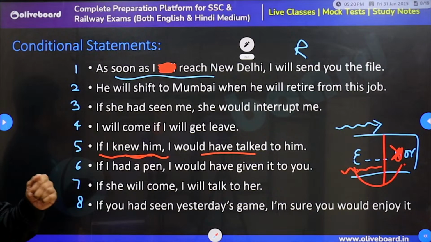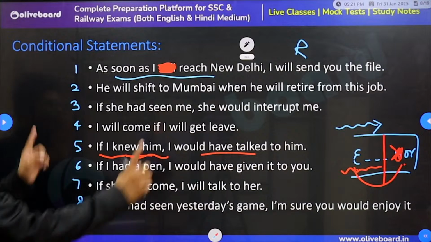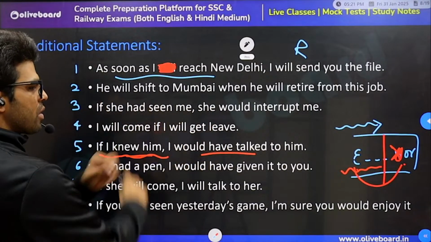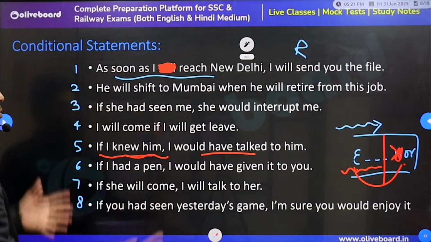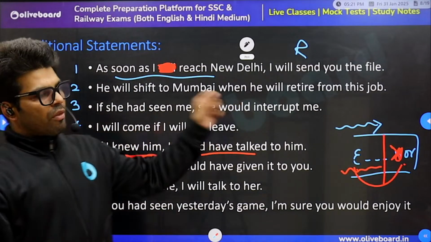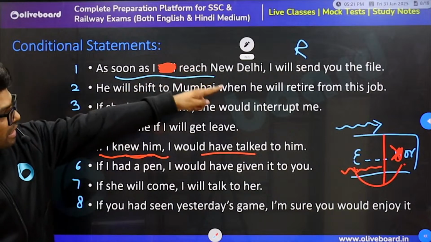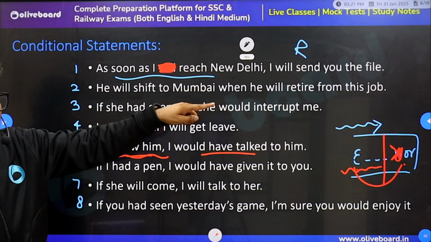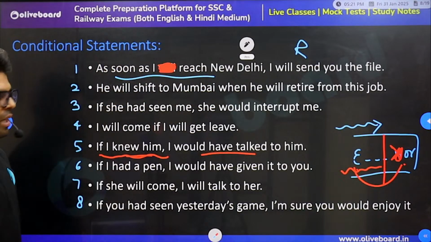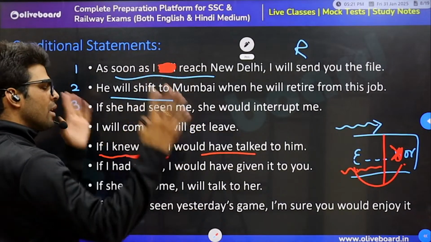Next one. Don't mug this up, like the first one should be indefinite and the second one should be this. They can be flipped also. "He will shift to Mumbai when he will retire from the job." Drop will from the first one. No, from the second one. Why? Because that's the condition. When he retires, he will shift to Mumbai. That's the result.